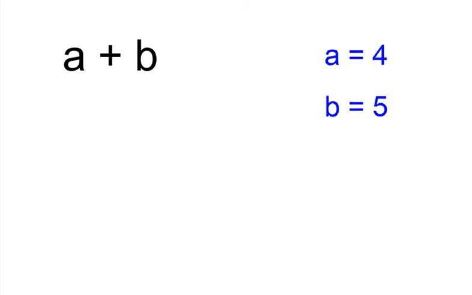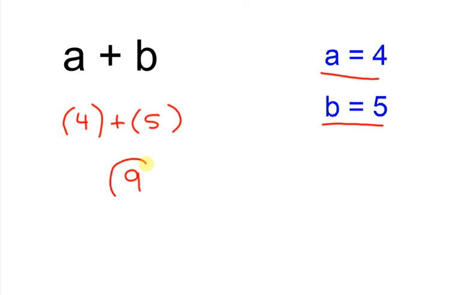We have a plus b, but I am giving you some formulas. I'm telling you that a equals 4 and b equals 5. So what you're going to do is take the 4 and replace it with the a, and take the 5 and replace it with the b. But what's very important is that when you replace a number with a letter, you put it in parentheses. So a is (4) plus, and b is (5). So 4 plus 5 equals 9. So the answer to this problem is 9.